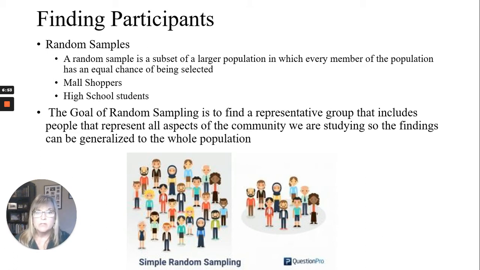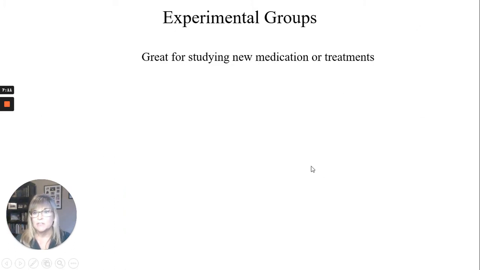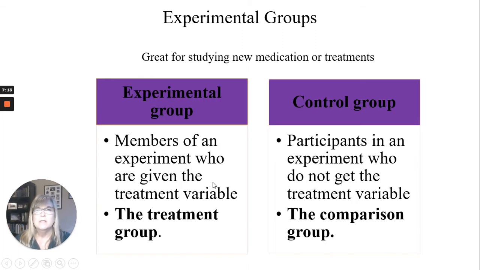So the goal of random sampling is just to find a group that represents the whole population. And so if you want to do something that is the entire city of, say, Phoenix or something, it could be difficult to get enough people and enough representation. So sometimes finding participants can be really difficult, and that's why a lot of times college students are used, because they're readily available.